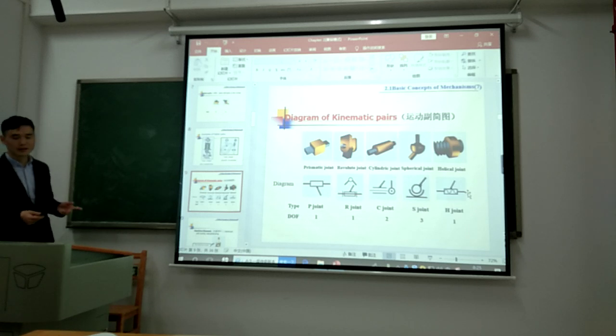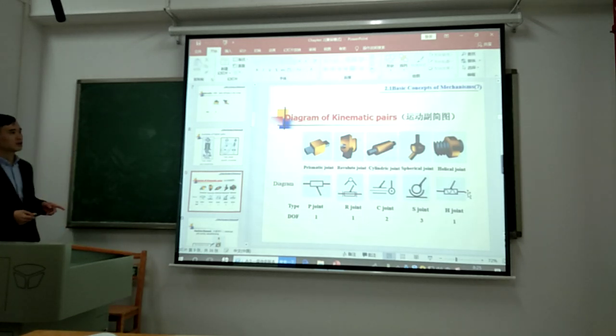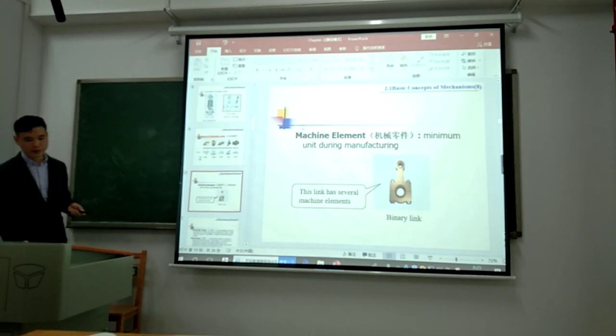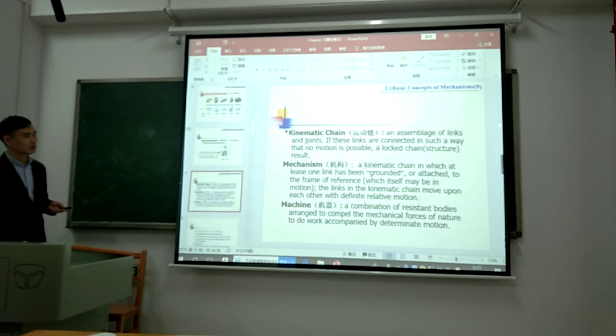This is very important. In last class, we talked about this, not so much, but it's very important. In this class, we will continue to talk about this. Machine element, kinematic chain, and mechanism. Here we talk about how a kinematic chain can transform into a mechanism: a kinematic chain in which at least one link has been grounded or attached to the frame of reference.